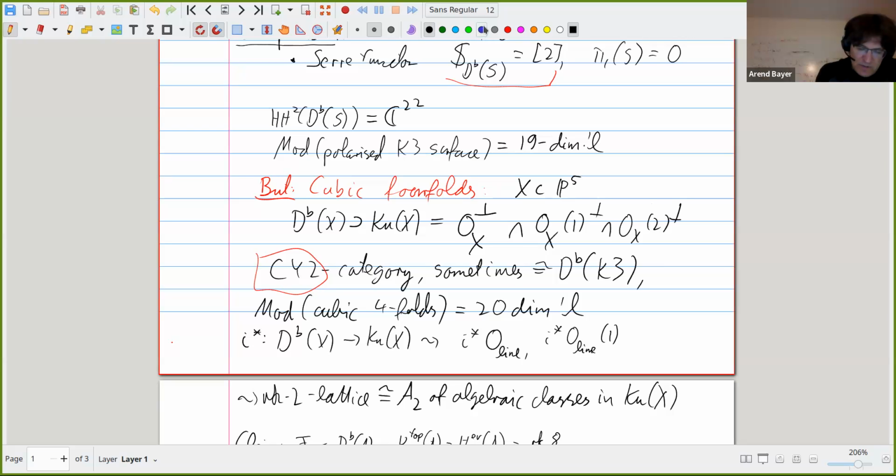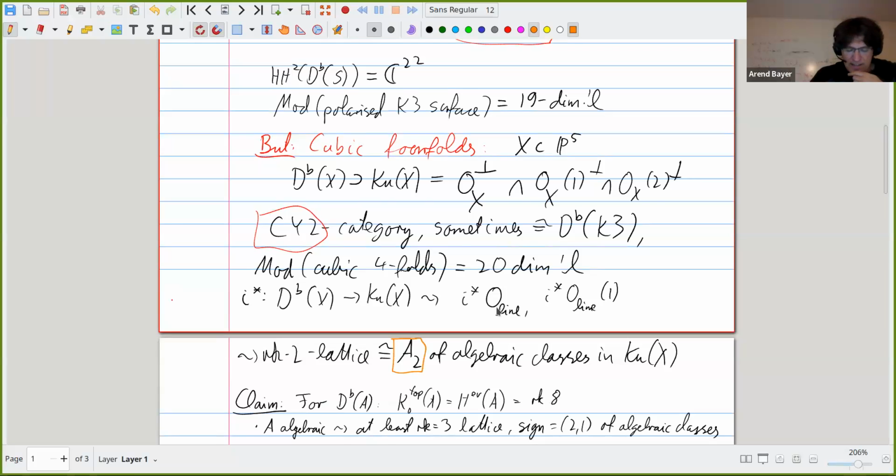And what I want to stress here is that this is a positive definite rank 2 lattice. And my claim is that this is also what we should be looking for more generally. So when we look at deformations of a category and we want to get something algebraic, then we should always preserve a positive definite rank 2 lattice of algebraic classes.